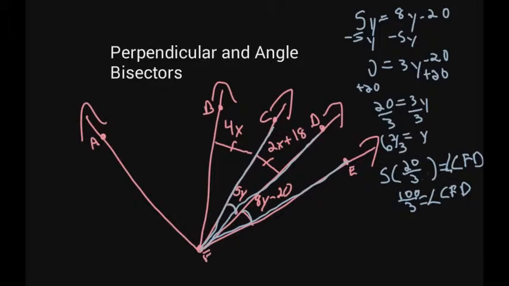And then we just divide 100 by 3, and it'll go in there 33 times, with 1 left over, because 3 times 33 is 99. So that would be 33 1/3 degrees equals angle CFD. And you could also say that's DFE, because they're the same. And we'll get into something else that's the same in here in a second.